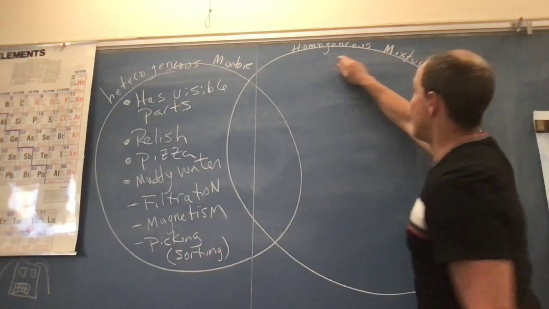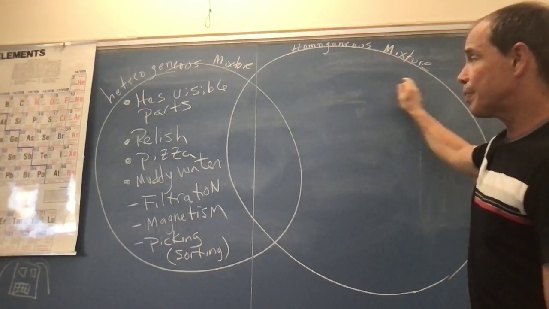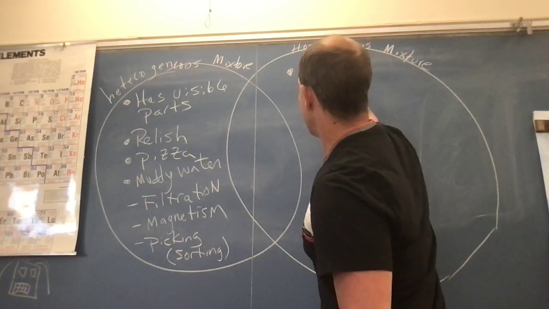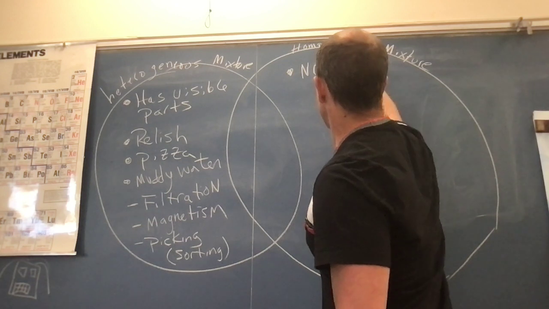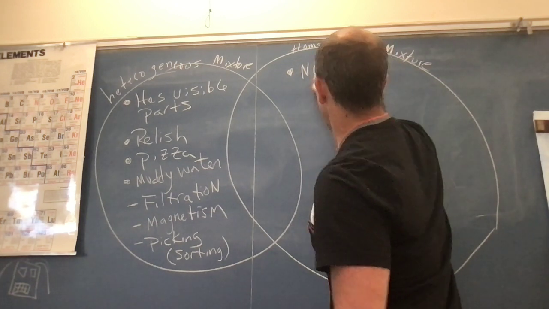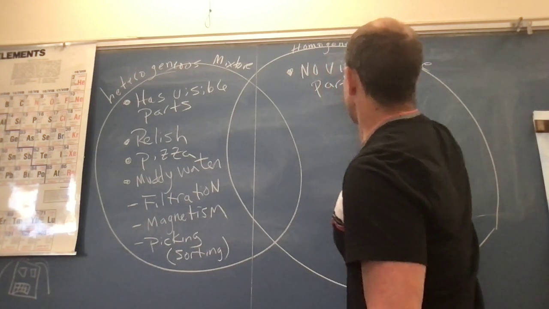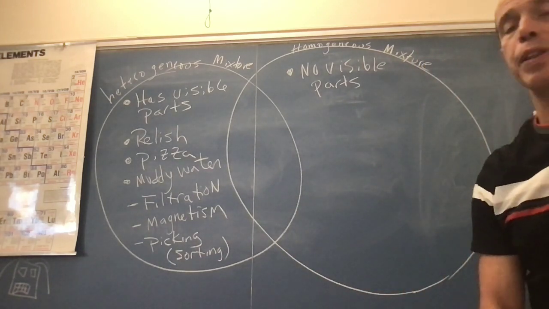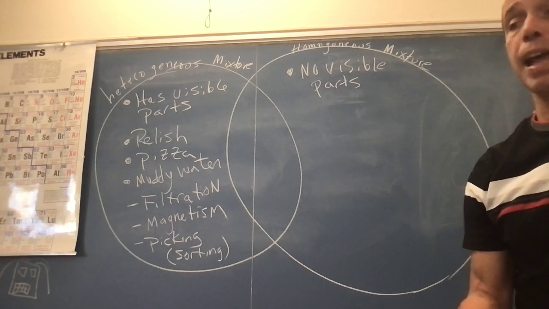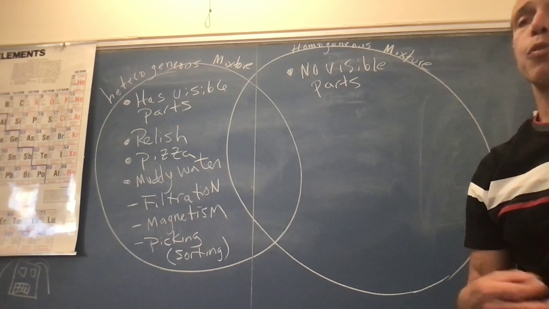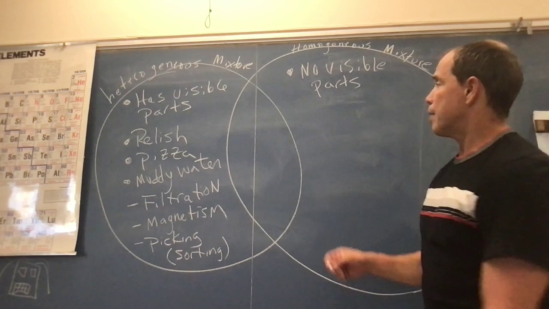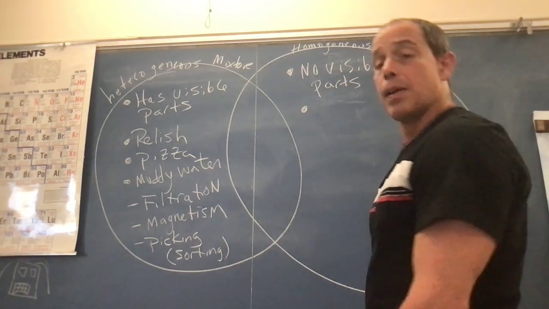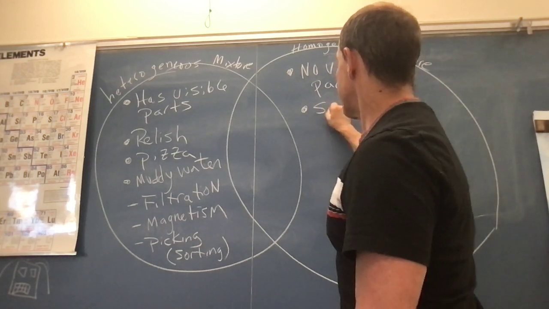Okay, so homogeneous mixture is different than the heterogeneous mixture in that it has no visible parts. So when you're dealing with the homogeneous mixture, you're dealing with a mixture that has no visible parts. You look at it and it looks the same completely throughout. Okay, and in some instances they are also known as solutions.